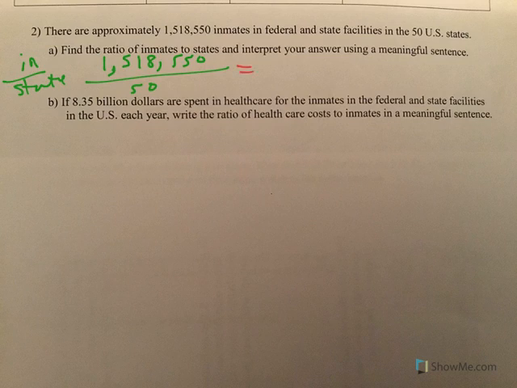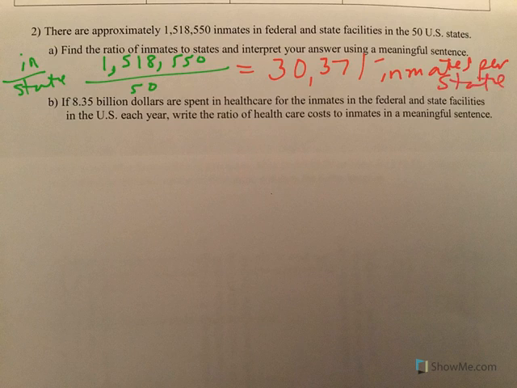So when I divide to reduce that, I get 30,371 inmates per state, because this would be like putting that fraction over 1. And remember, inmates are on top, states are on the bottom. So for every 1 state, we have 30,371 inmates.